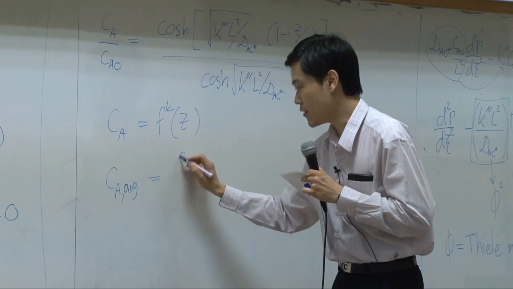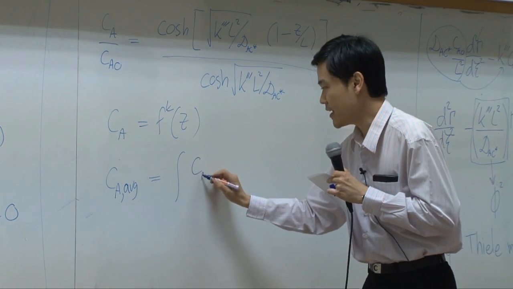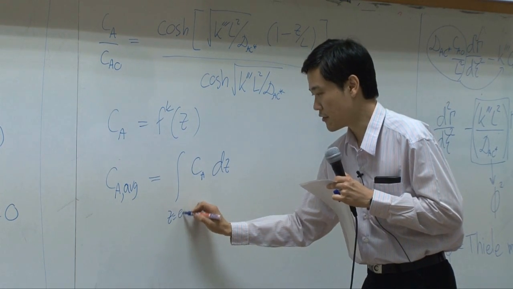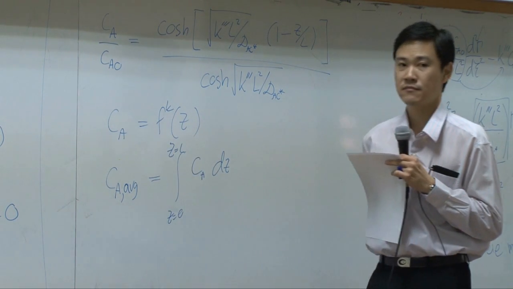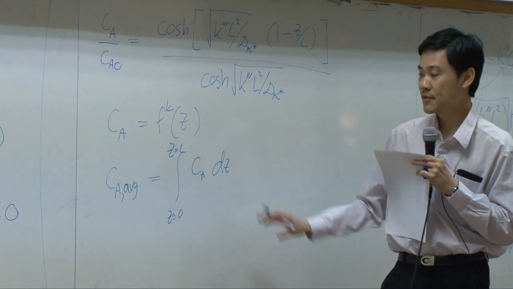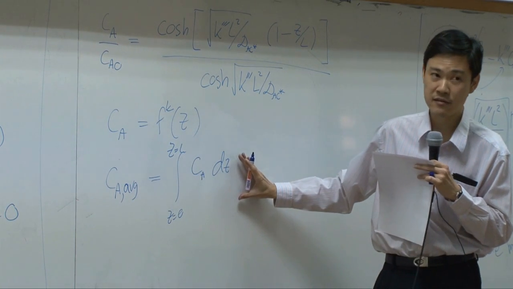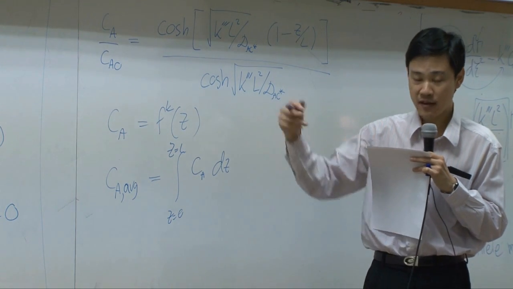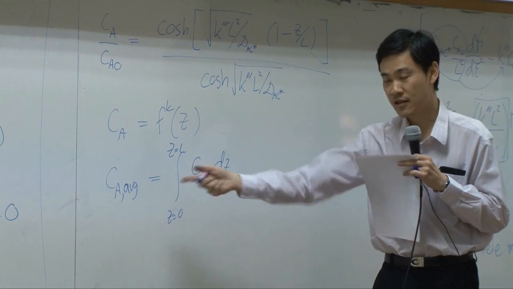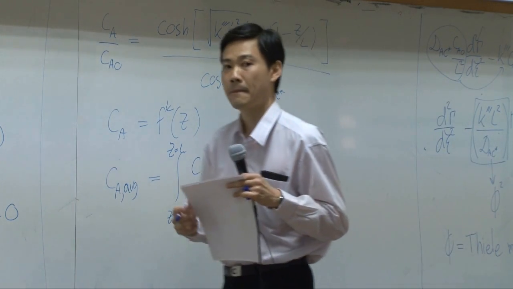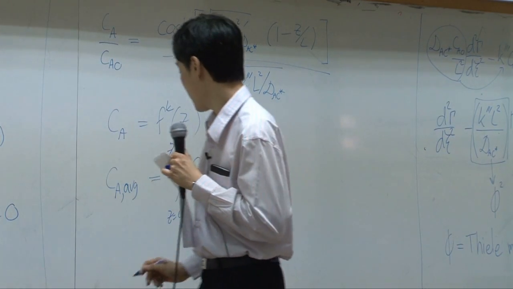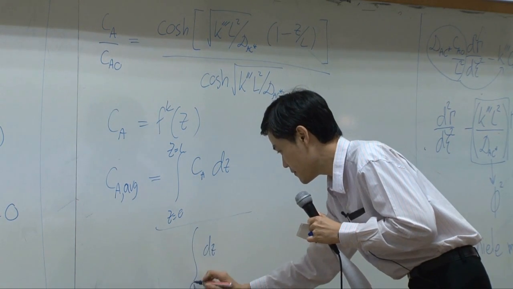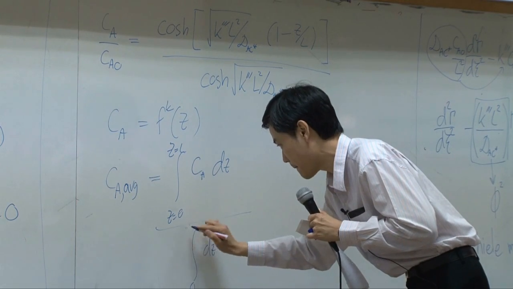It is equal to integration of CA with respect to Z from Z equal to 0 to Z equal to L. Okay? So this one is mathematics, but in physical meaning, it means that you take a beaker and stir it. The result, you get this average concentration. You have to divide by L or something. Oh yes, of course. Divided by the integral of dZ from 0 to L.